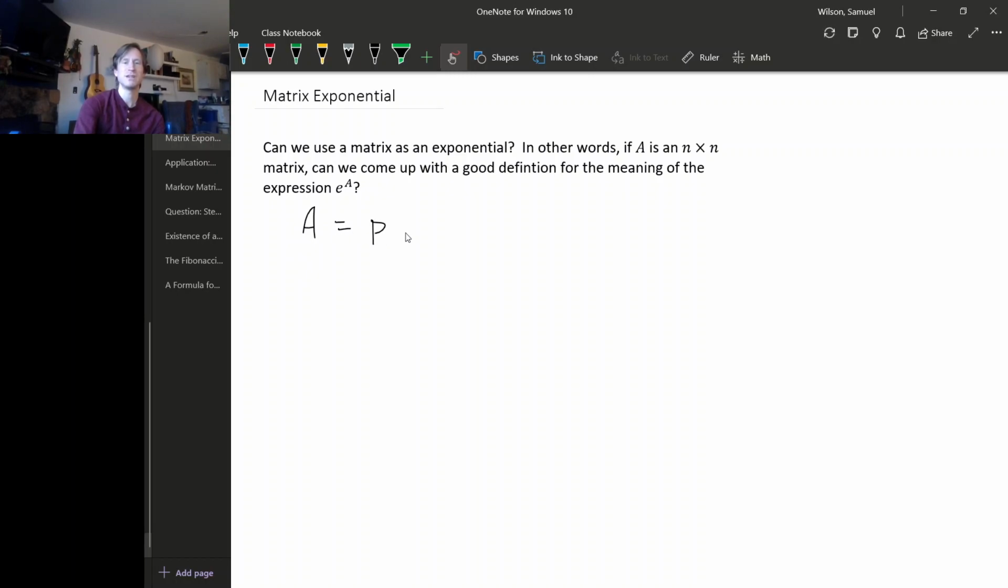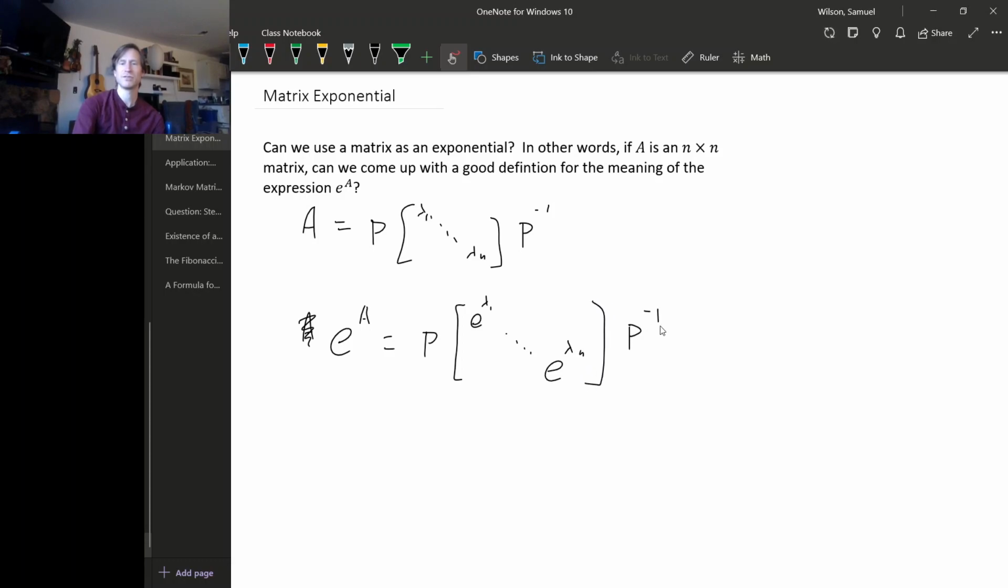so A is P times the square matrix with its eigenvalues lambda 1 to lambda n down the diagonal, times P inverse, then you might think the thing to use for this matrix exponential would be P times the matrix with e to the lambda 1 down to e to the lambda n, times P inverse. Okay. So how can we tell if this is a good definition?